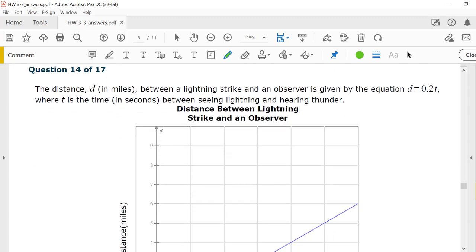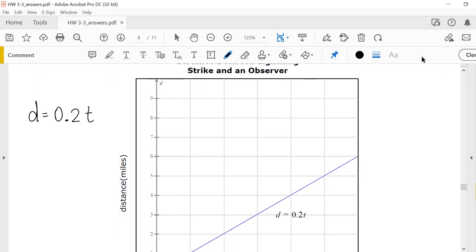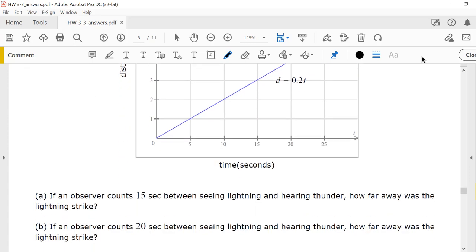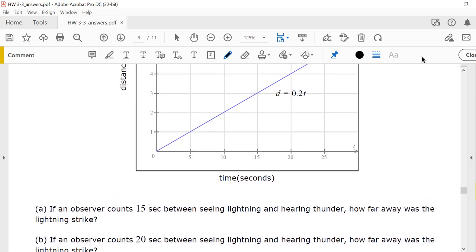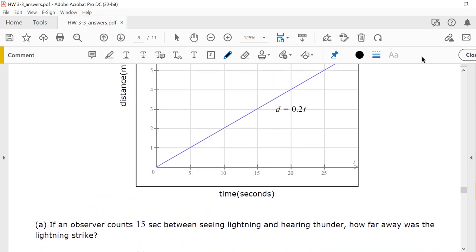Number 14. The distance in miles between a lightning strike and an observer is given by the equation d equals 0.2t. There's your equation. D equals 0.2t, where t is time in seconds between seeing the lightning and hearing the thunder. Okay, here we go. If an observer counts 15 seconds between seeing the lightning and hearing the thunder, how far away was the lightning strike?